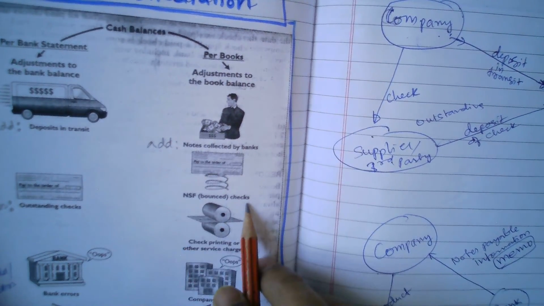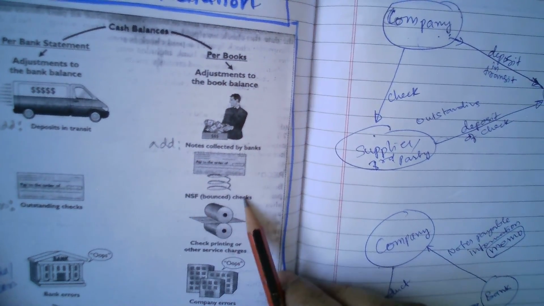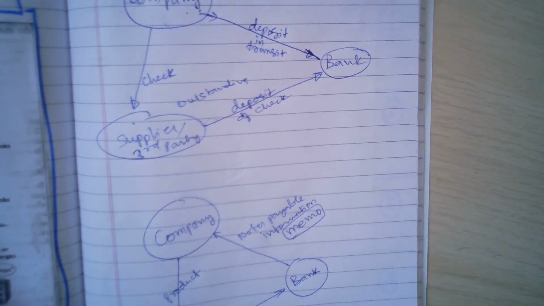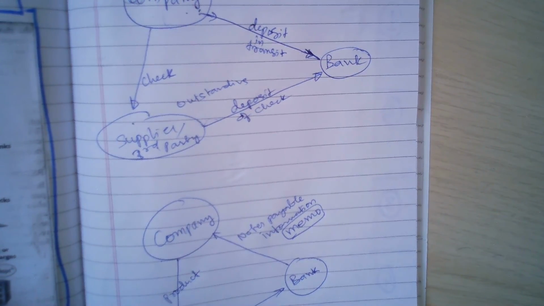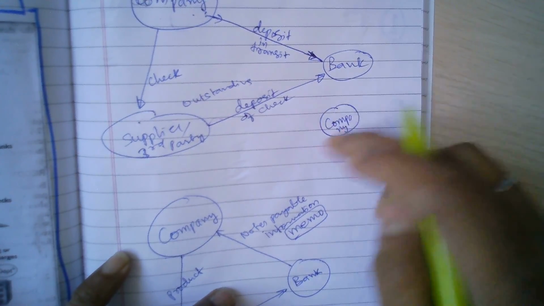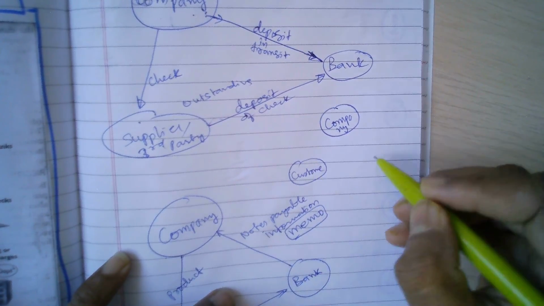Next, bounced check. What does this mean? Again, look at the situation. This is a check submitted by the, let me draw one more diagram here. Okay, so again, this is the company, so we are the company. Now this is your customer, and this is the bank.